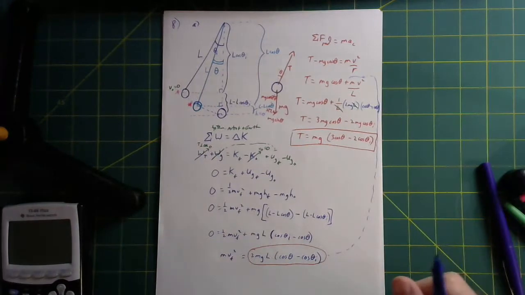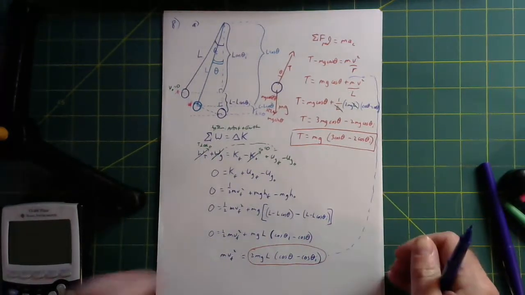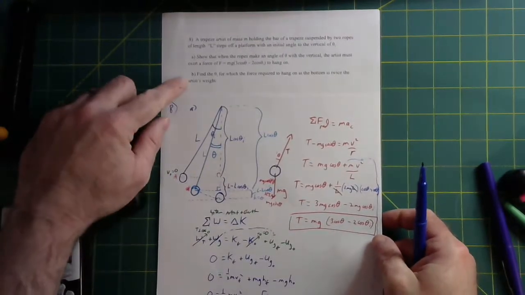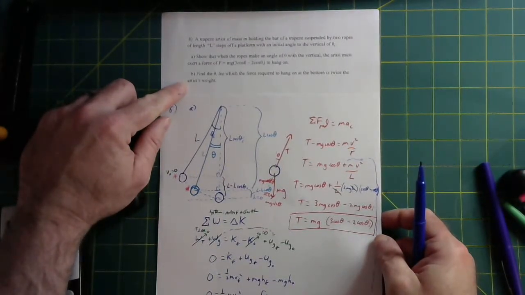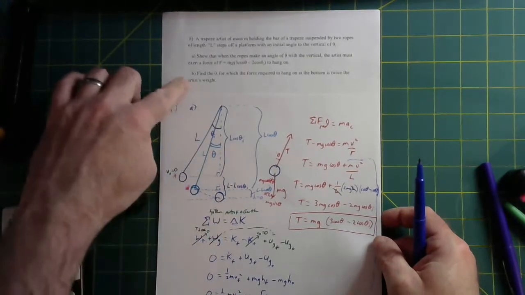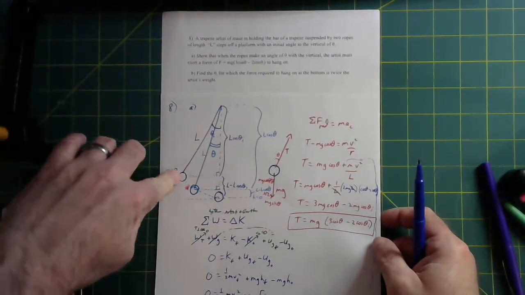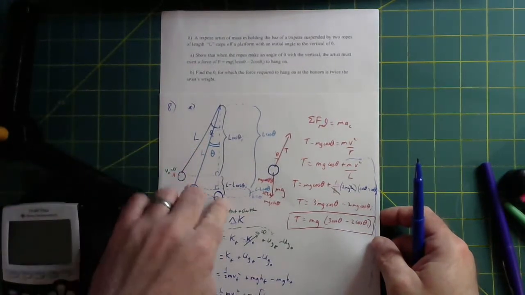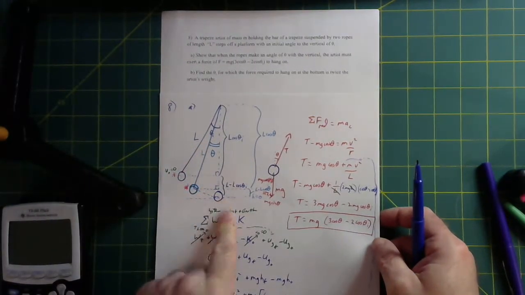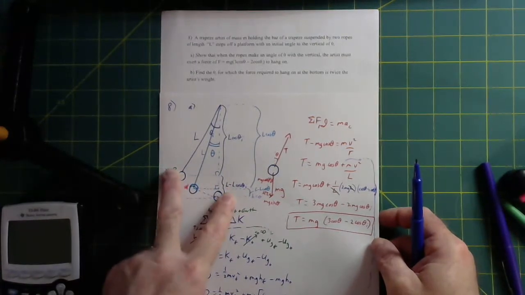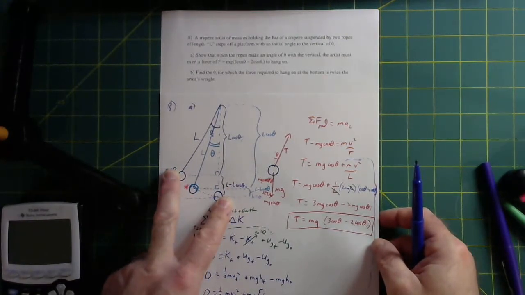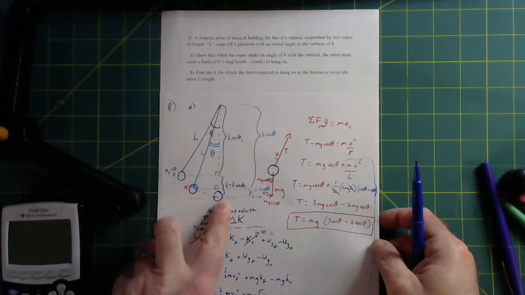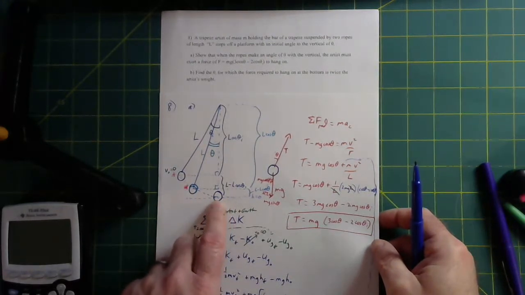All right. Part B, what they want us to do now is they say, find the theta I for which the force required to hang on at the bottom is twice the artist's weight. So now we're starting from some unknown angle, theta I, and now we're going to talk about going all the way to the bottom. Okay, so now we're going to go from here to here. And we want to know what angle to start at so that at the bottom that force is double the weight, so that tension will be twice mg.